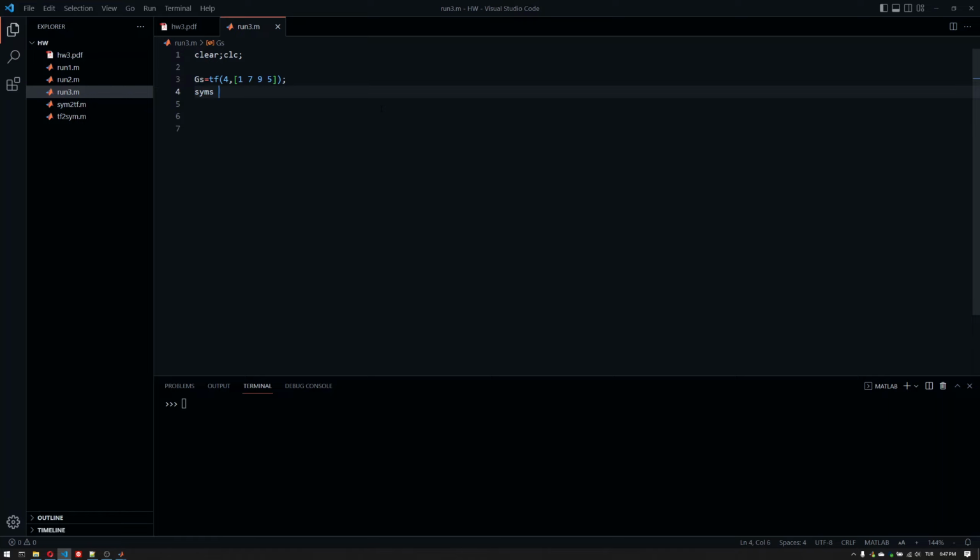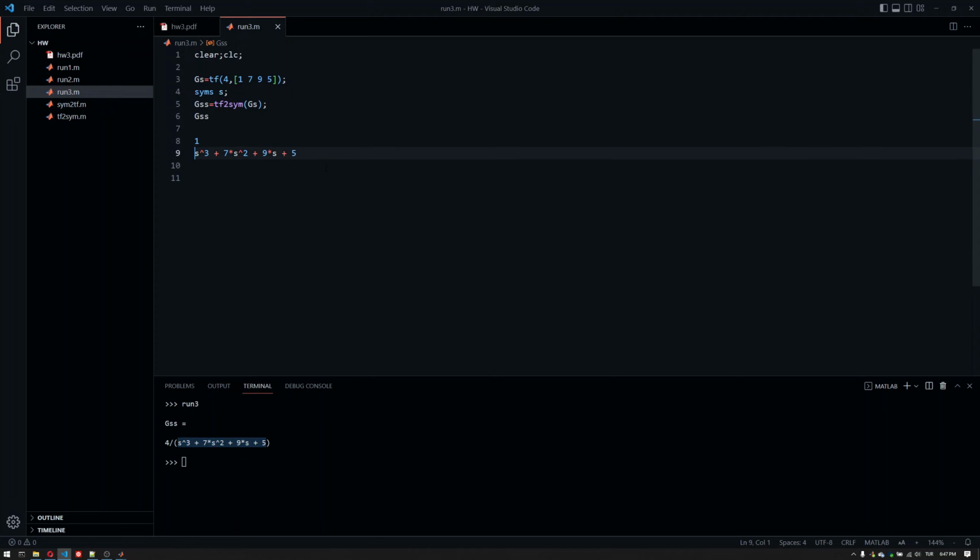Now let me just define syms s. Let me just use tf to sym here. So we have GSS. There we go. Now, if we want to convert this into a state space realization, what we do is we just get rid of the numerator, focus on the denominator, because that's our characteristic polynomial. So let me just take that like this.